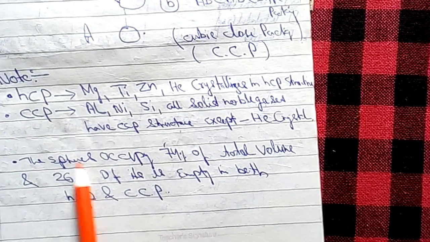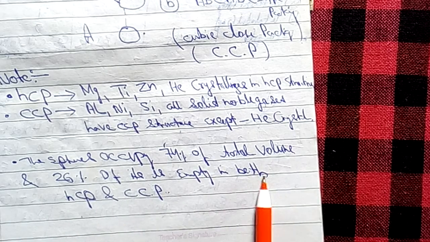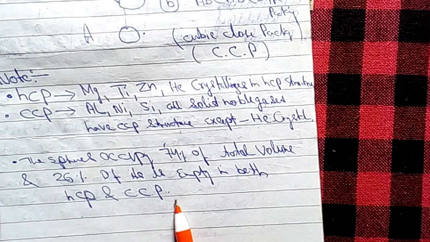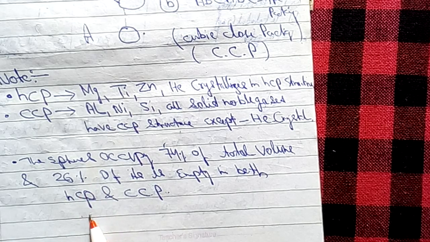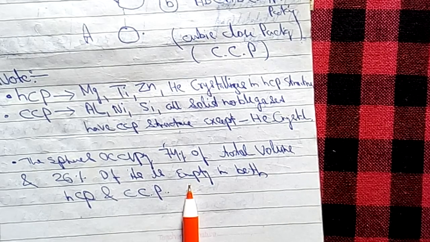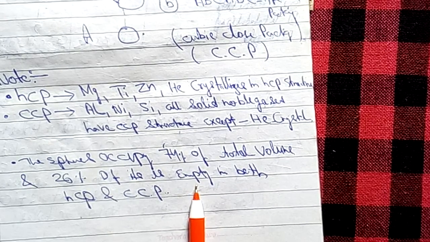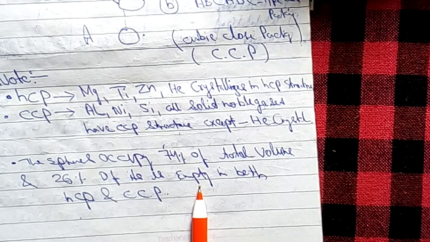The spheres occupy 74% of the total volume and 26% of the space is empty in both HCP and CCP. So in the case of HCP and CCP, what will the packing fraction be? The packing fraction will be 74% and the vacant space will be 26%, in both HCP and CCP types of close packed layer. So till here we have done all types of packing, in one dimension, two dimensions, three dimensions, and this complex one, the last one. So till here we have made it clear.